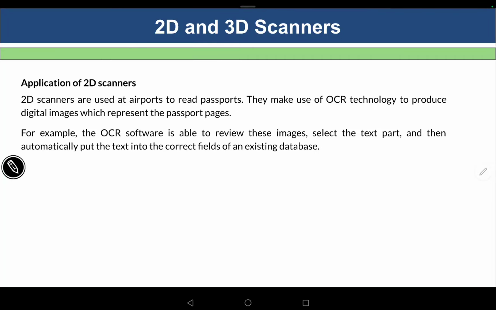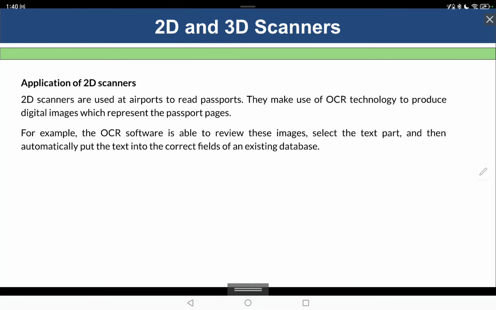Now let's look at some applications of 3D scanners and 2D scanners. 2D scanners are used at the airport to read passports, and they make use of OCR technology to produce a digital image which represents the passport pages. For example, the OCR software is able to review the images, select the text part, and then automatically input this text into the correct fields of an existing database.